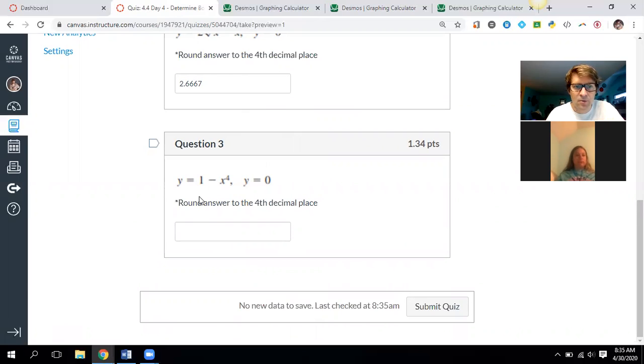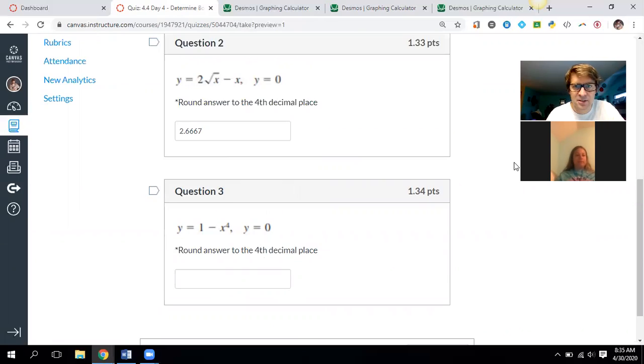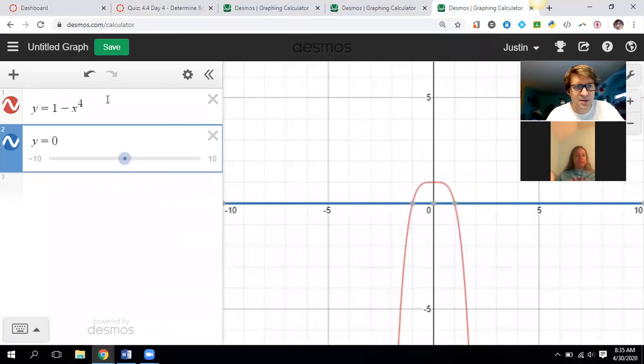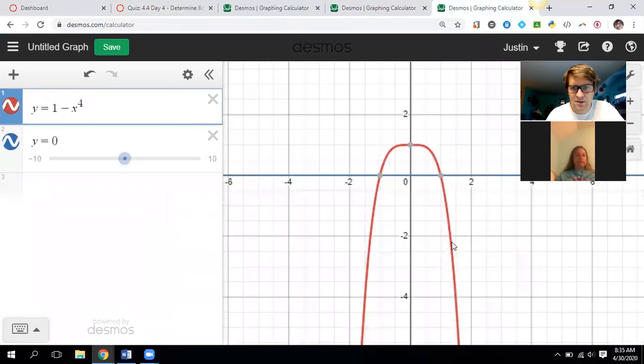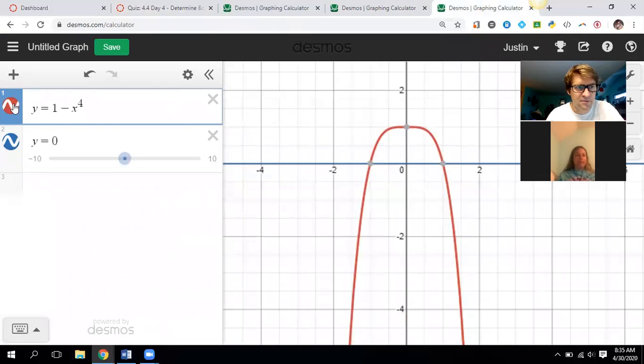Okay, one last problem here. We got y equals 1 minus x to the fourth and y equals 0, so very similar to the last one. If we type it in Desmos, we get this graph here. We have the 1 minus x to the fourth. Let's try that again. y equals 1 minus x to the fourth, and then we have y equals 0, which is the x-axis. So we can see this one starts at -1, goes over to +1.